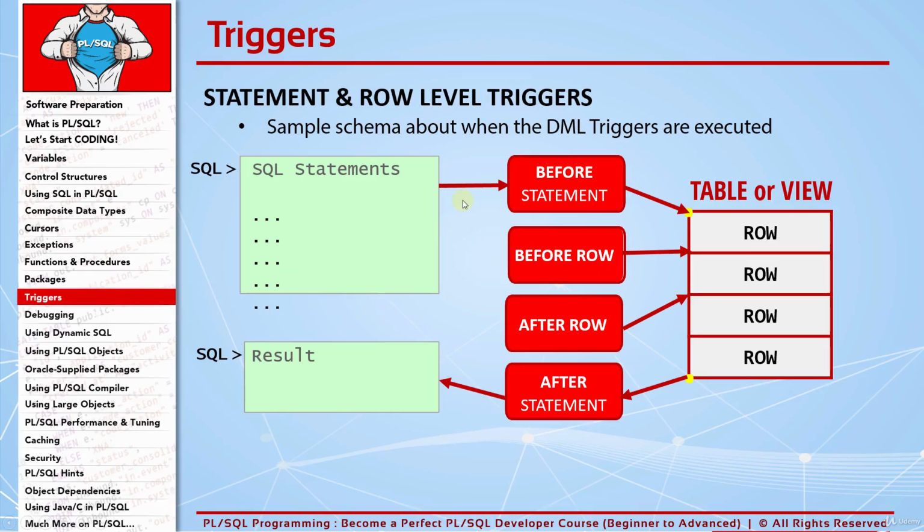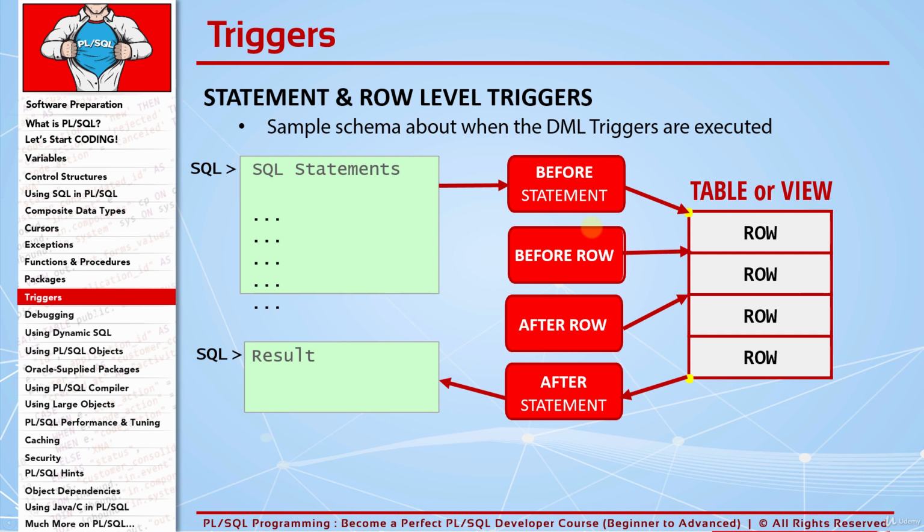This is our sample schema about the statement level and row level triggers. By the way, a table or view can have both statement and row level triggers together, but they must be different triggers. You cannot make them in one trigger without compound triggers. Do not get confused about that. I will explain them all one by one. Okay, now let me explain how the statement level and row level triggers work.